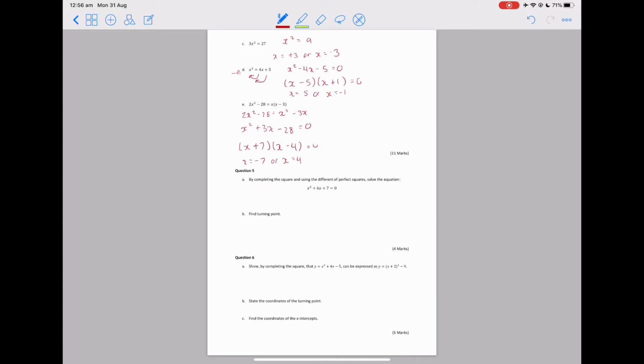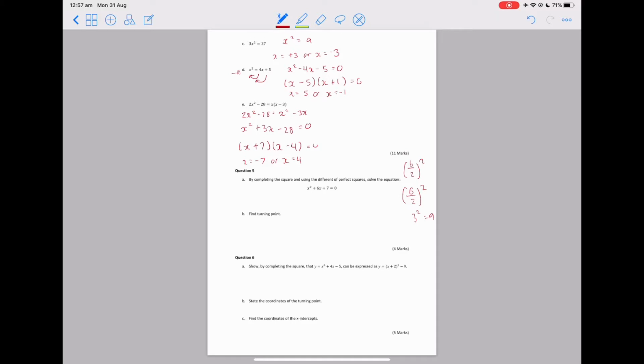For question 5, this question wants you to complete the square. If we're completing the square, then completing the square involves us finding the value of b, halving it, and then squaring it. So this over here was the formula, and what we're doing is we're going to be introducing this term into our equation in order for us to complete the square. So if I substitute b inside, it will be 6 on 2 whole squared. That's the same thing as writing 3 squared, which is equal to 9 in this case, okay?